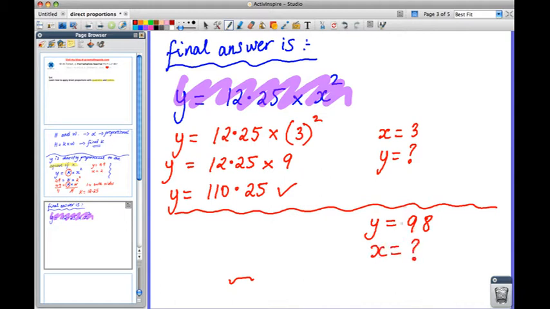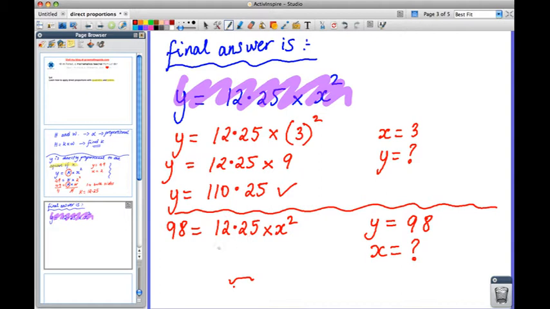Again, I'm going to take the value of 98 for y and I'm going to sub into my equation, so I end up with 98 is equal to 12.25 times x squared. So now to work out what x squared is, the first thing I'm going to have to do is divide both sides by 12.25, because here I've got times by 12.25 and I'm trying to figure out x on its own. So my first step is to get rid of the 12.25.